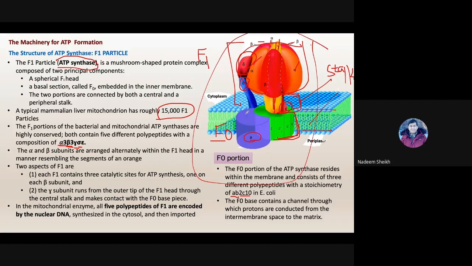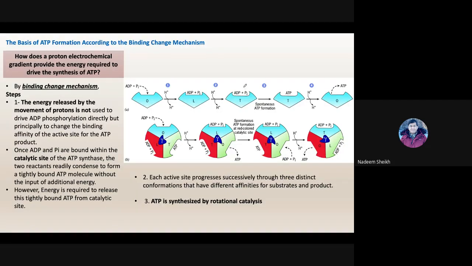Now these F naught particles are directly connected with the F1 particle through the stalk on one side and on the other side through this B protein. Now if I take a look from the top of this F1 particle, this central stalk is gamma protein. This लाइट ब्लू और फिरोजी कलर में जो आपको नजर आ रहा है जहाँ पे ओ लिखा हुआ है, this is one binding site that has alpha and beta subunit.